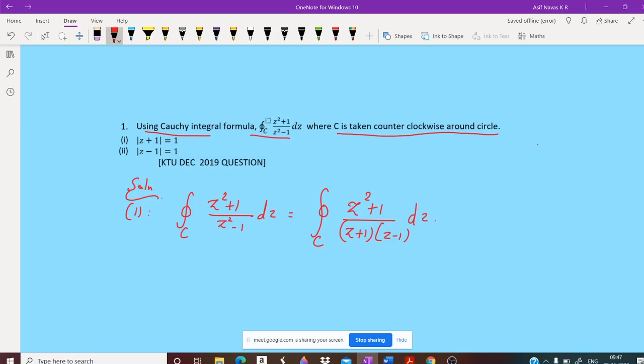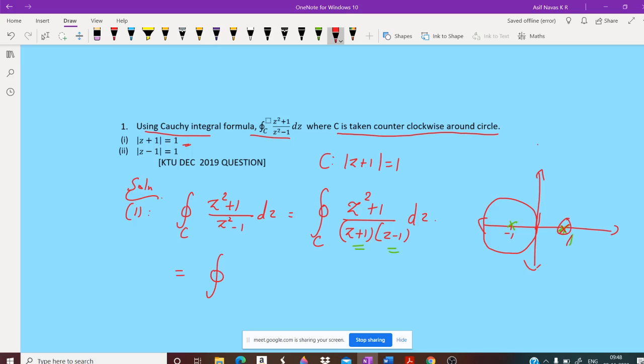Now first I will draw the circle. So what is our C for the first problem? C is mod z plus 1 equal to 1. So here the center is minus 1 and the radius is 1. What are the points? The denominator is 0 when z equal to minus 1 and 1. So z equal to minus 1 is inside, and z equal to 1 is outside.